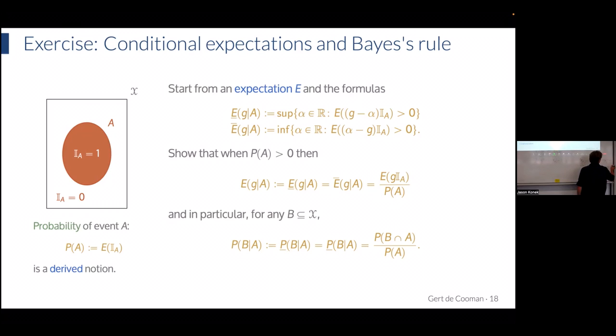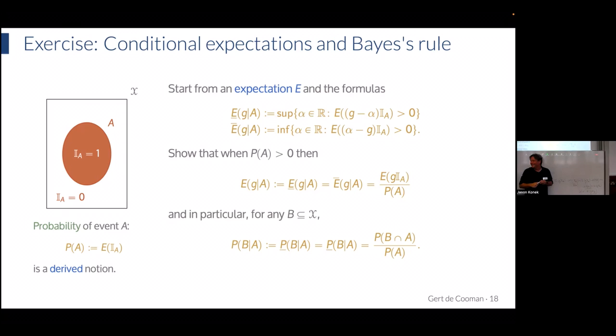Or in other words, alpha times the probability of A should be strictly smaller than the expectation of G times the indicator of A. And this is where we need the fact that the probability of A is positive. I can divide both sides by the same positive thing, and I find that this is equivalent to the expectation of G multiplied by the indicator of A divided by the probability of A. So I'm looking at the supremum over all alpha that satisfy these conditions. So the supremum is this. This is what I wanted you to prove, right? I'm not going to touch the transparency, but yeah.